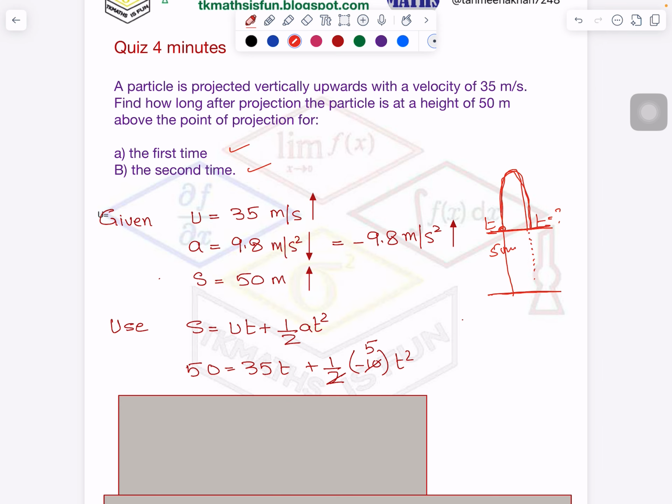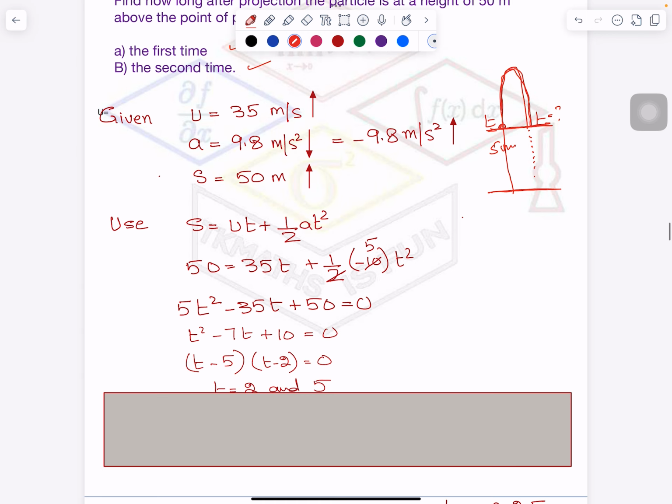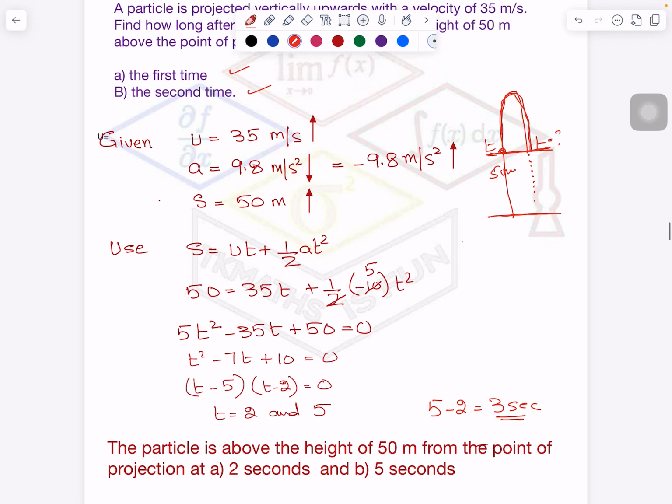So again we are substituting the values in s is equal to ut plus half at square, and we got 2 timings. So first time at 2 seconds and second time at 5 seconds. Now the same question is asked for how long it was above the height of 50 meters. I'm repeating, for how long, rather than part A and B, the question will say for how long the particle was above 50 meters from the point of projection. In that case you will do 5 minus 2 is equal to 3 seconds. So you will say for 3 seconds the particle was above the height of 50 meters from the point of projection. So I hope it is clear to you.